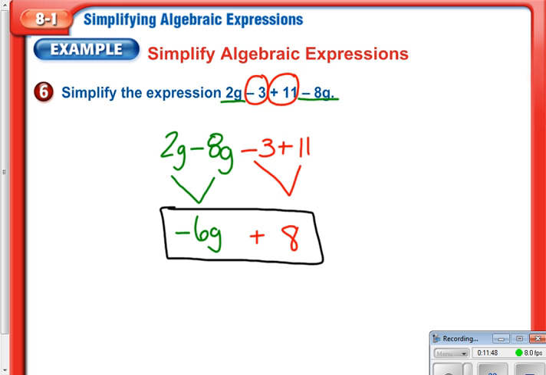This will conclude our lesson on 8.1 simplifying algebraic expressions.